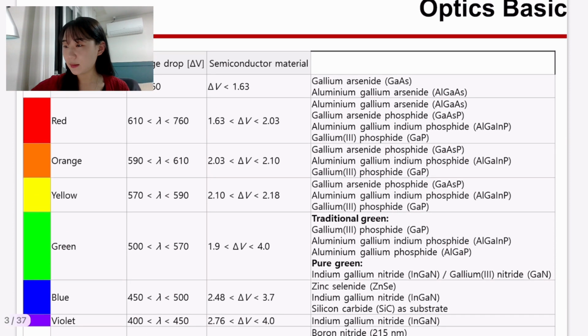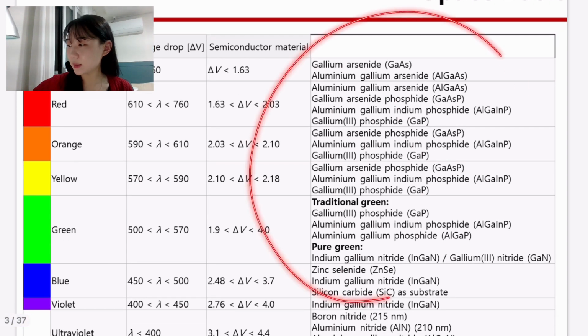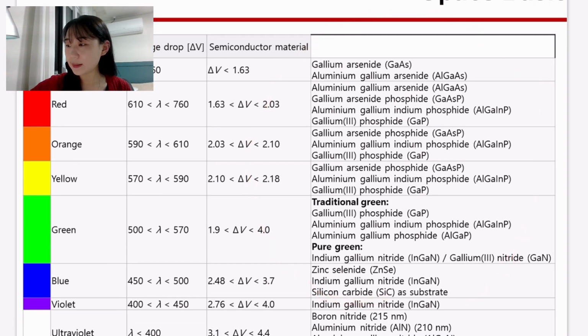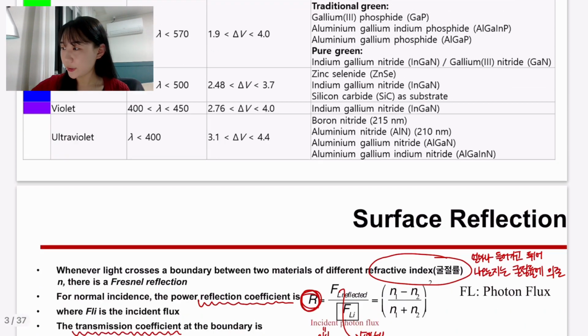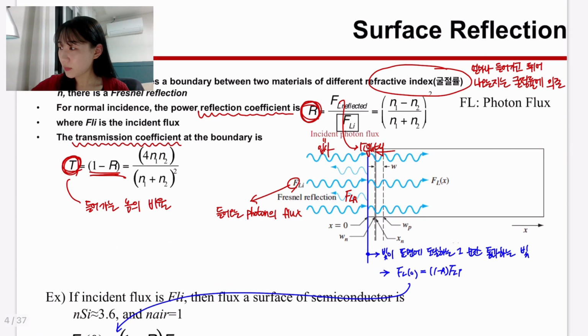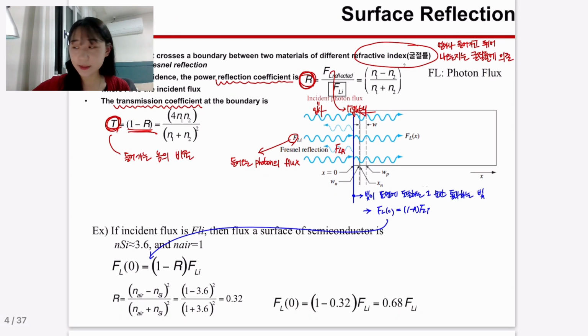And this is the wavelength according to the material kind. This is the kind of material, and we can see the voltage drop according to the material. And then let's see the surface reflection.